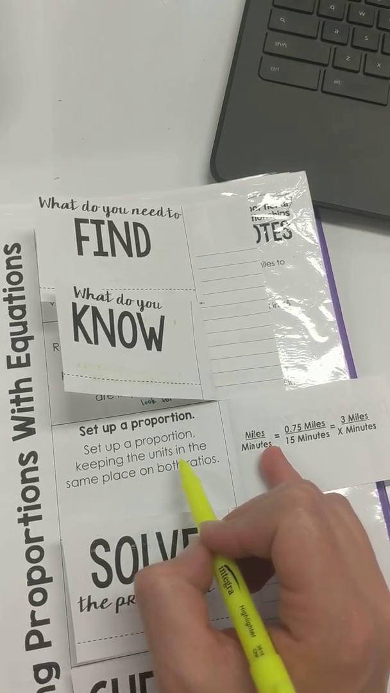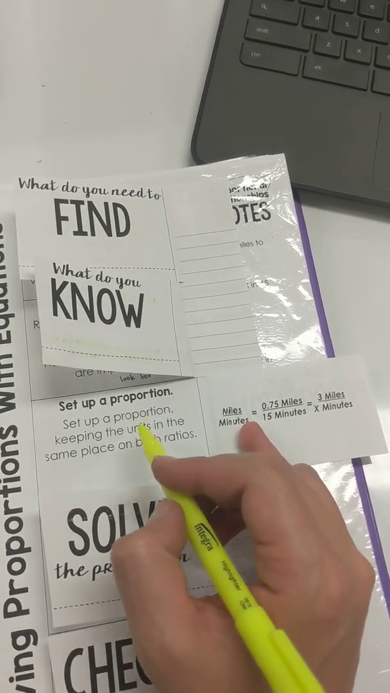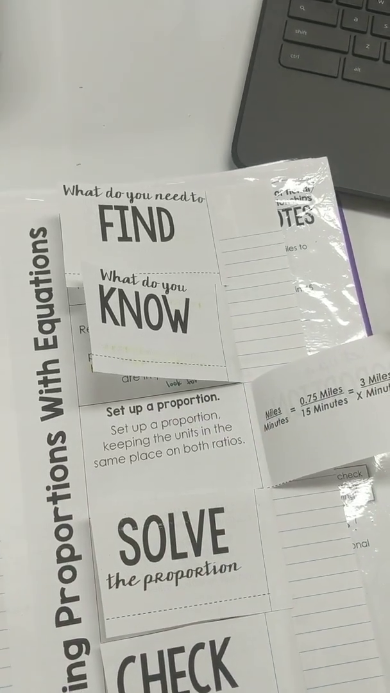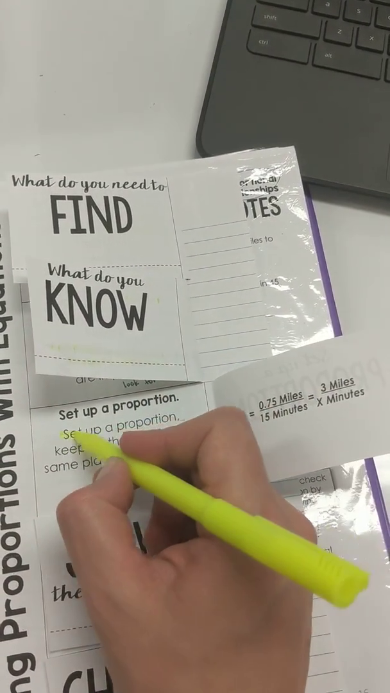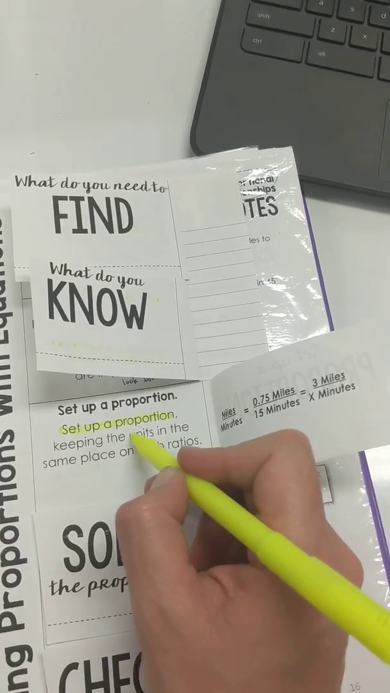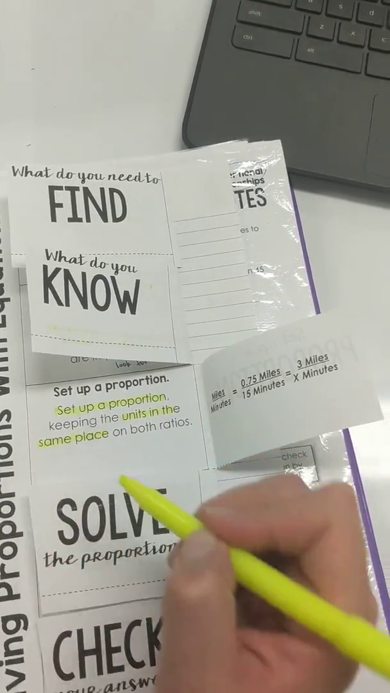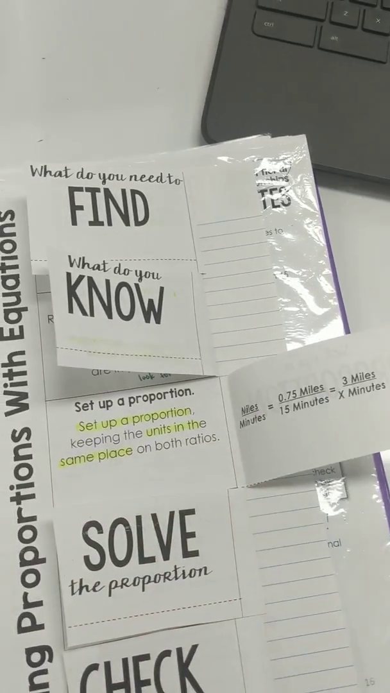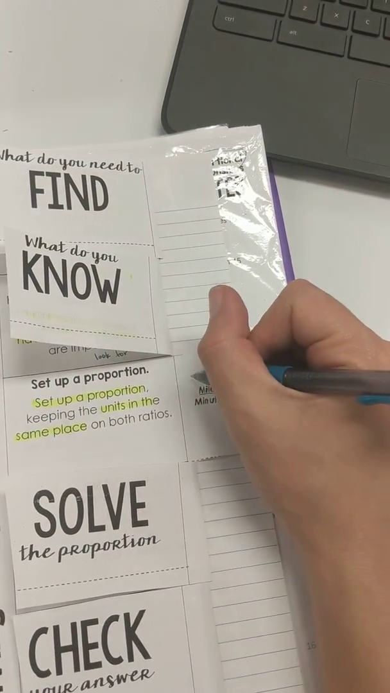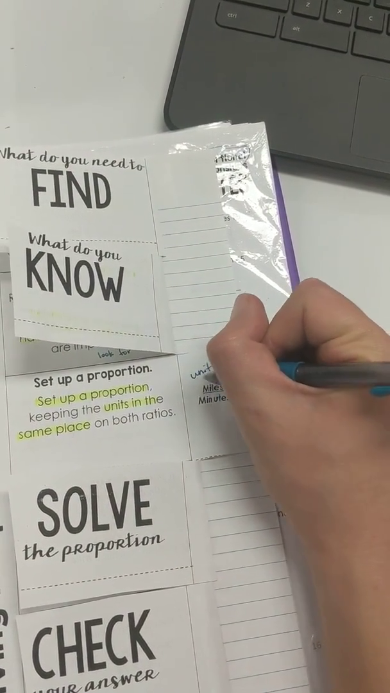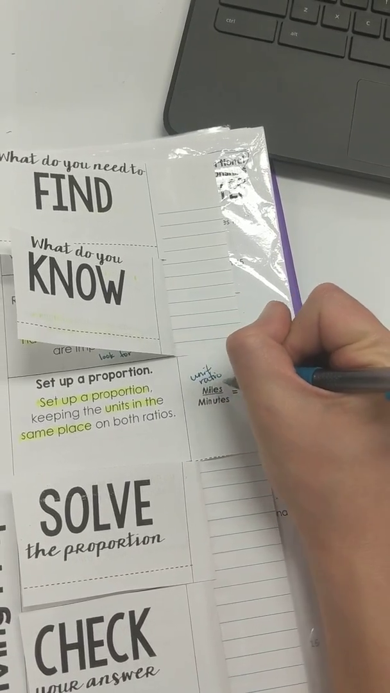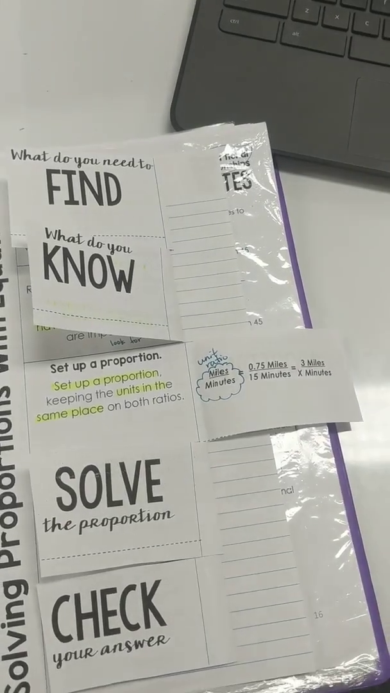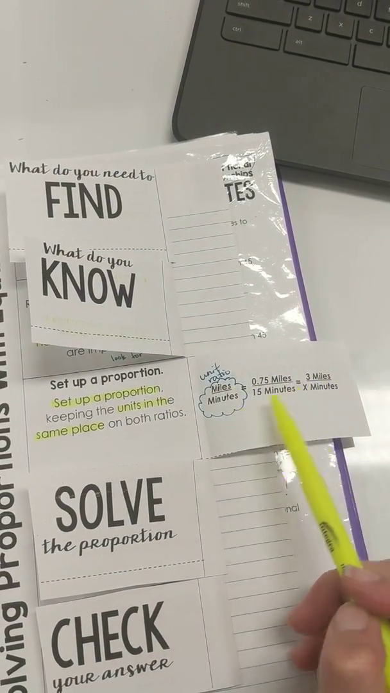Keeping the units in the same place on both ratios. All right, so that is super important, keeping it in the same place. So that is where my unit ratio comes into play. Unit ratio. This is going to help me to set up the rest of my math correctly.